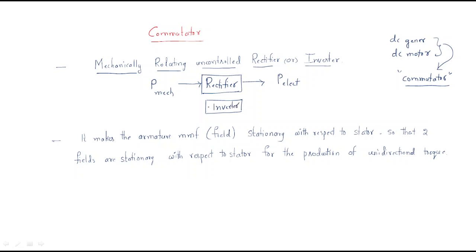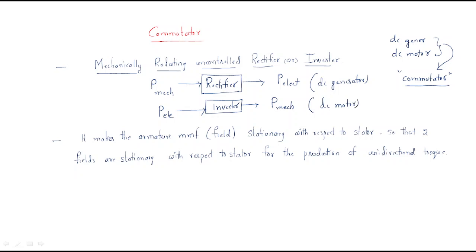And it acts as an inverter in which case? Inverter means which converts DC to AC. It takes electrical power that time and gives the mechanical power. That means generation of electrical power happens whenever it acts as a DC generator, and it generates mechanical power whenever it acts as a DC motor.